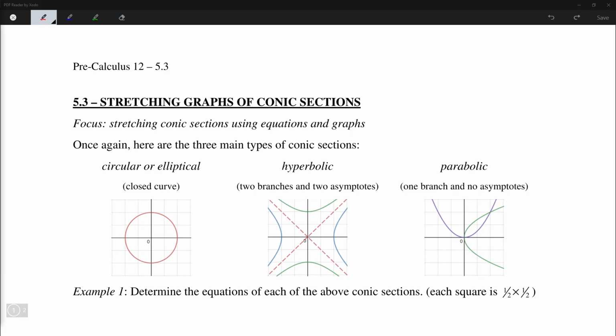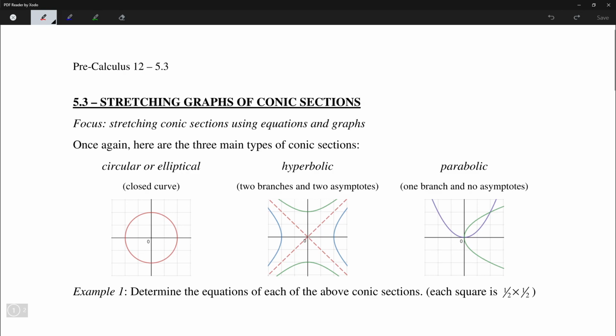Hello everyone. So today we're going to go over section 5.3, stretching graphs of conic sections. So once again, the three types of conic sections are circles and ellipses, hyperbolas, and parabolas. The circle or the ellipse are always closed curves. The hyperbolas have two branches and also two asymptotes, whereas a parabola will have a single branch and no asymptotes.